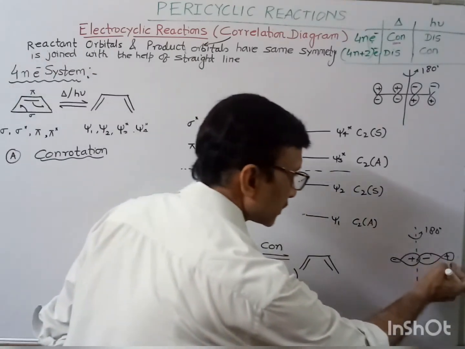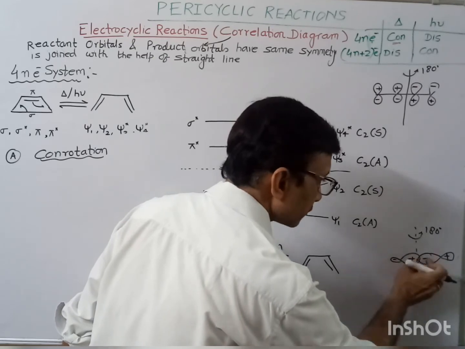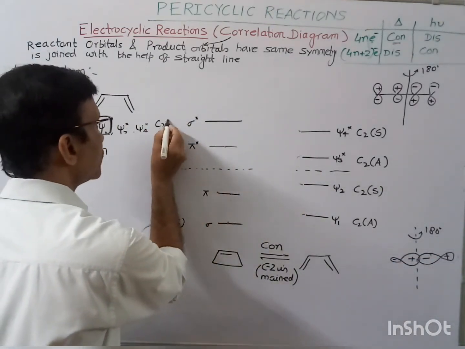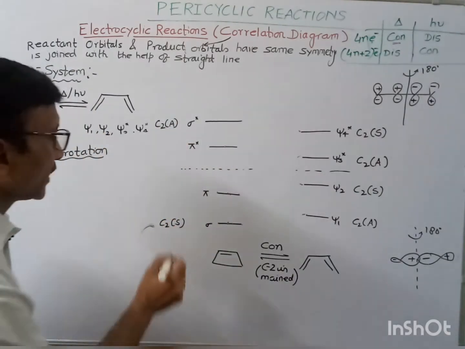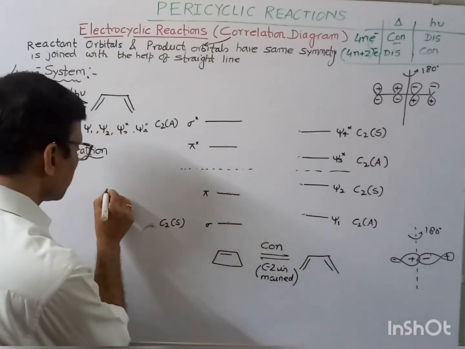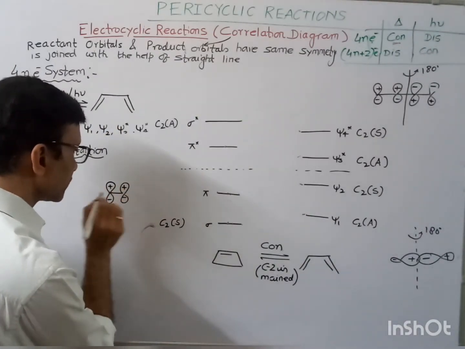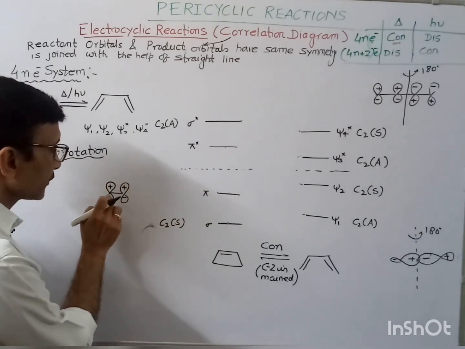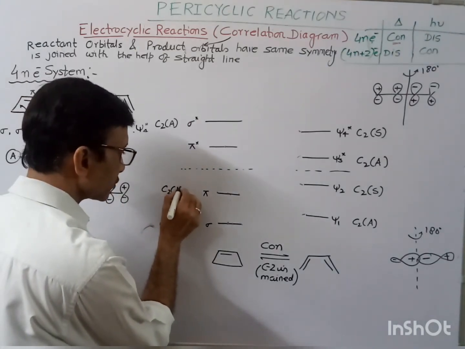If you rotate it, then at this minus, plus will come, and at this plus, minus will come after rotation by 180 degrees. That's why this C2 is asymmetric with respect to this. What about pi? If this is pi, it is plus, plus, minus, minus. So if you rotate it by 180 degrees, at plus, minus will come, and at minus, plus will come. That's why it is asymmetric with respect to C2.